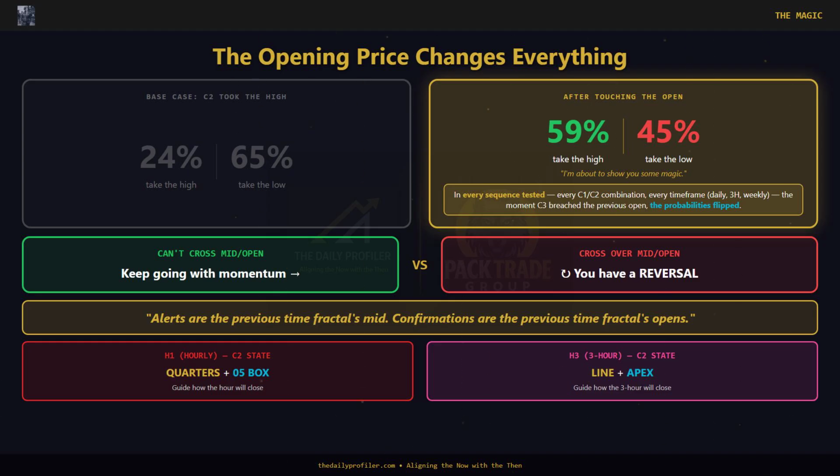Here's the rule. If price can't take out the mid or the open, keep going with momentum. If price crosses over the open, you've got a reversal. Alerts are the previous time fractal's highs and lows; mid-confirmations are the previous time fractal's opens.